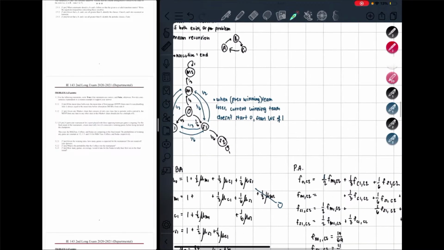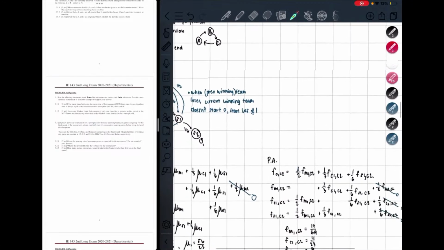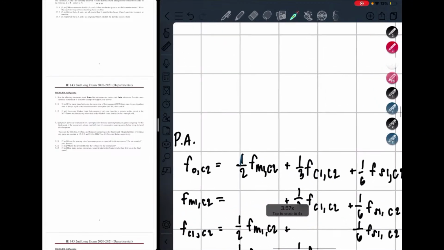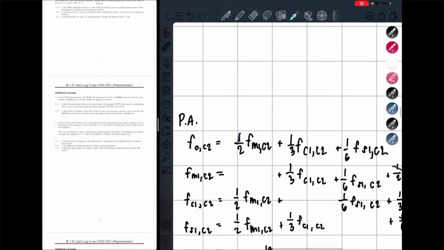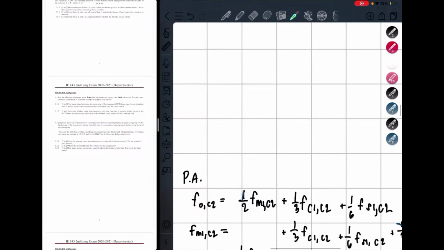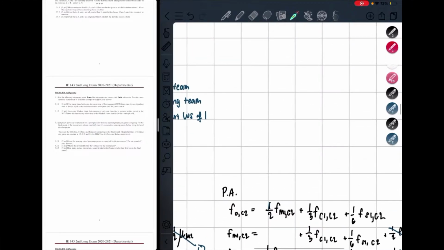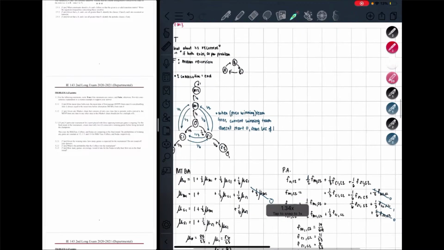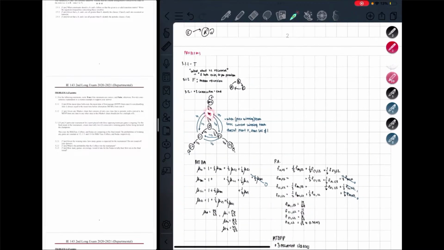And then 1/6 because you have a 1/6 chance of going from 0 to S1 and then you get F from S1 to C2. So same problem, 4 unknowns but only 1 equation. So we add another one, M1 to C2, and you get the following equation for that using the same process lang. So si M1 to C2, we get C1, so 1/3 C1 to C2, 1/6 S1 to C2, etc.